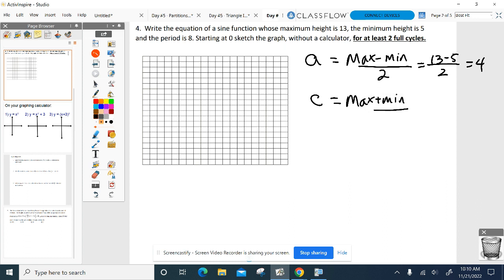Max plus min over 2. Same numbers, except now I'm adding them. So now that's 18 divided by 2. That's equal to 9.